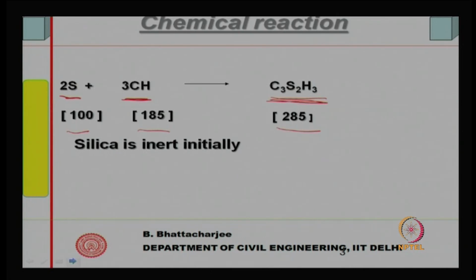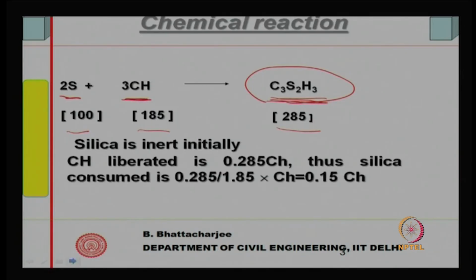There are several other proposed or possible reactions suggested in literature, but this being the simplest, we can understand that something like this must be happening. Finally, the product formed is calcium silicate hydrate. It may not have exactly this formula, but generally calcium silicate hydrates are formed. This silica is inert initially in cement. When you add it with cement, initially the silica is inert.